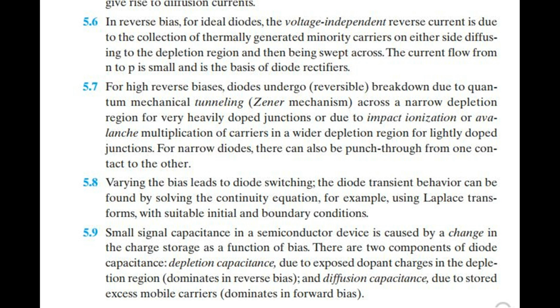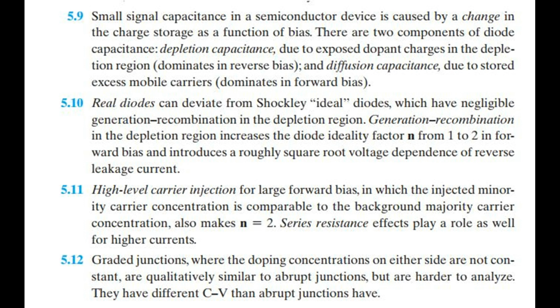5.10 Real diodes can deviate from Shockley ideal diodes, which have negligible generation-recombination in the depletion region. Generation-recombination in the depletion region increases the diode ideality factor N from 1 to 2 in forward bias and introduces a roughly square root voltage dependence of reverse leakage current. 5.11 High-level carrier injection for large forward bias, in which the injected minority carrier concentration is comparable to the background majority carrier concentration, also makes N equal to 2. Series resistance effects play a role as well for higher currents.